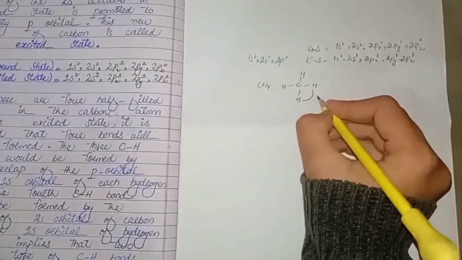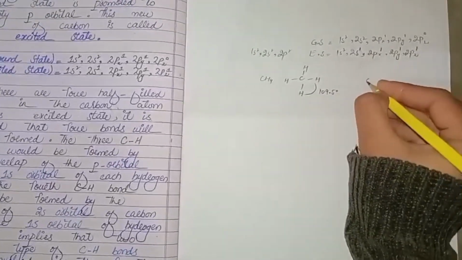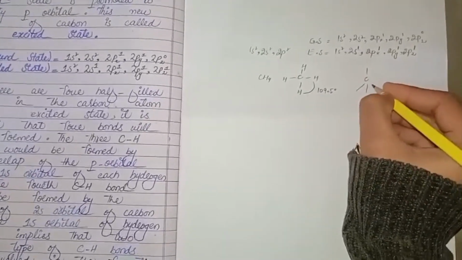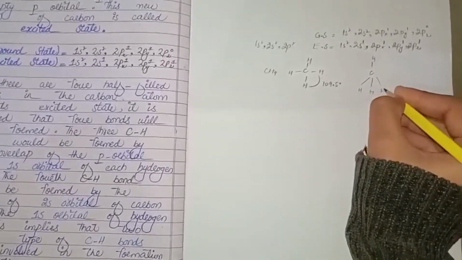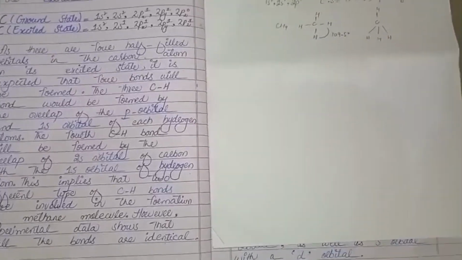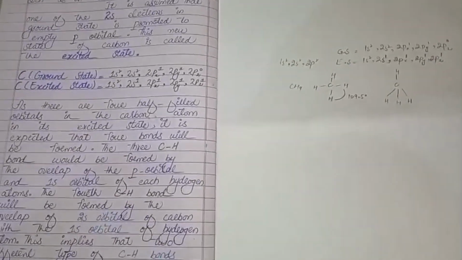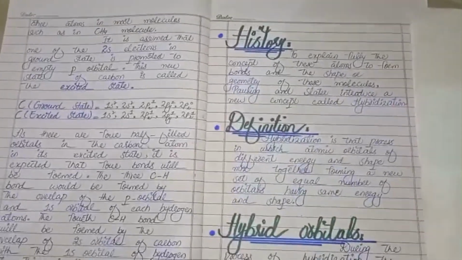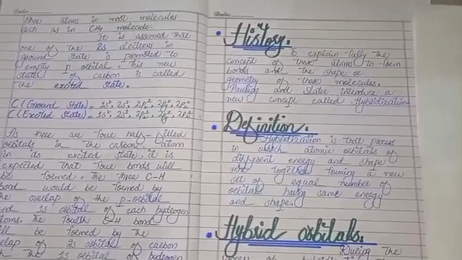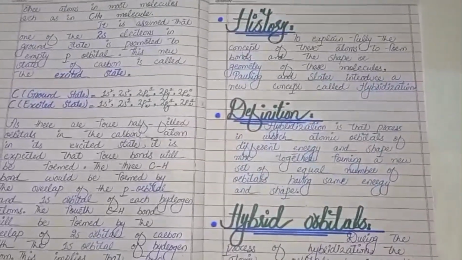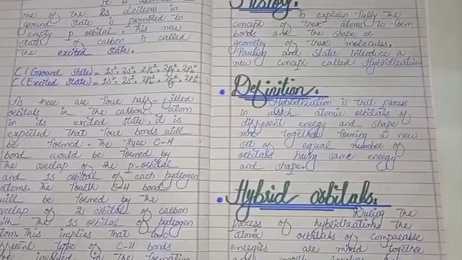To explain this, scientists introduced the concept of hybridization. To explain fully the shape and geometry of such molecules, Pauling and Slater introduced a new concept that is called hybridization. Now we will see the definition of hybridization.